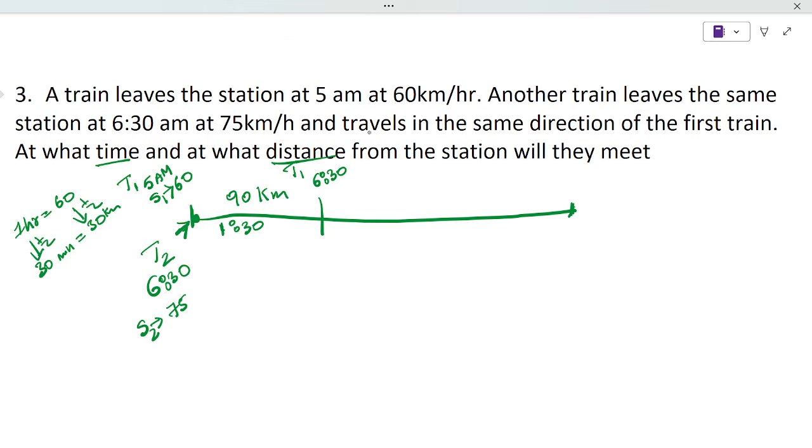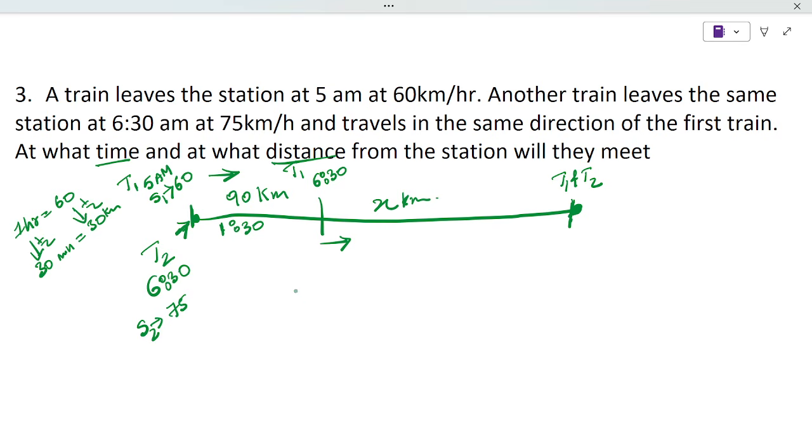The question says they are traveling in the same direction. So just like a constable and a thief, the second train chases the first train to overtake it. At what time and at what distance from the station will they meet? That means they will pass each other. Just like constable and thief. So from here till here, let's say x kilometers.